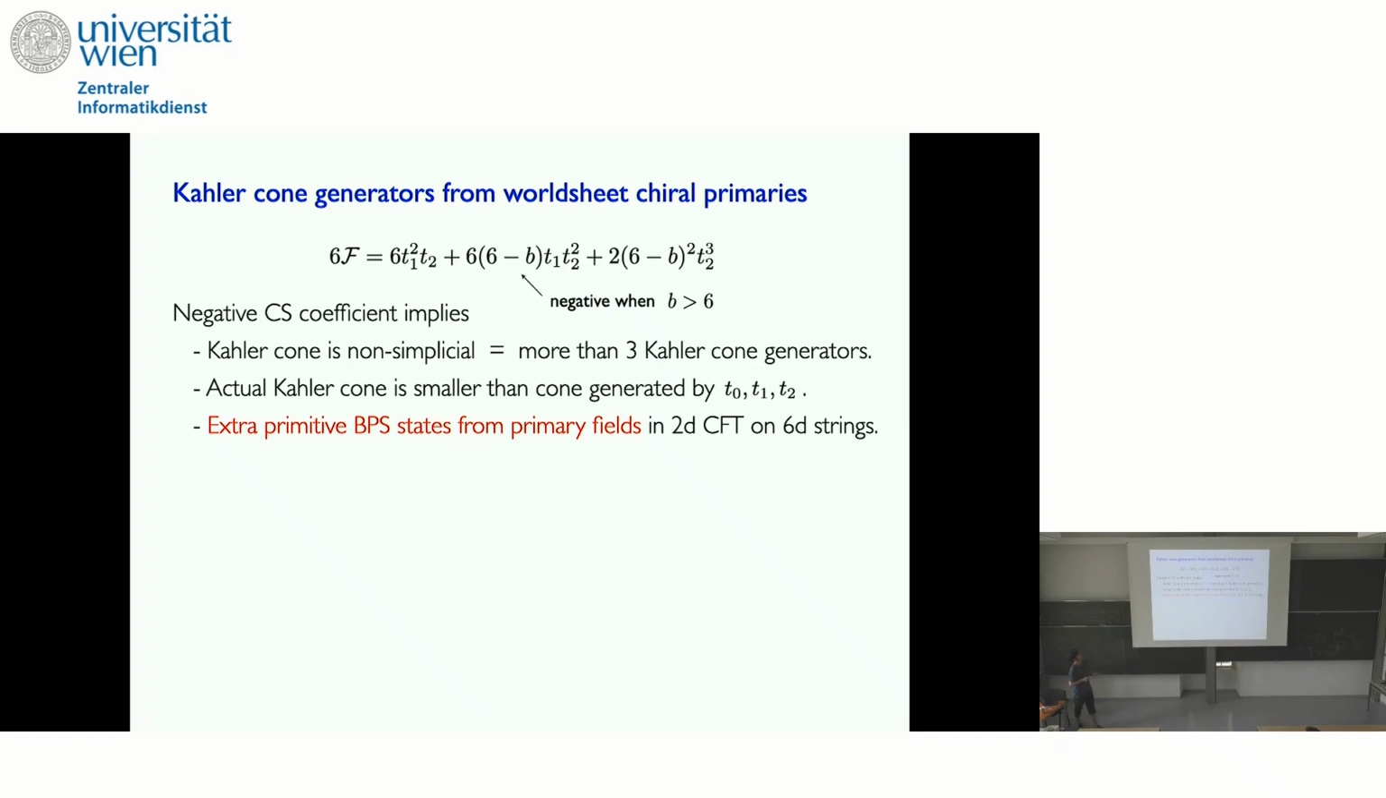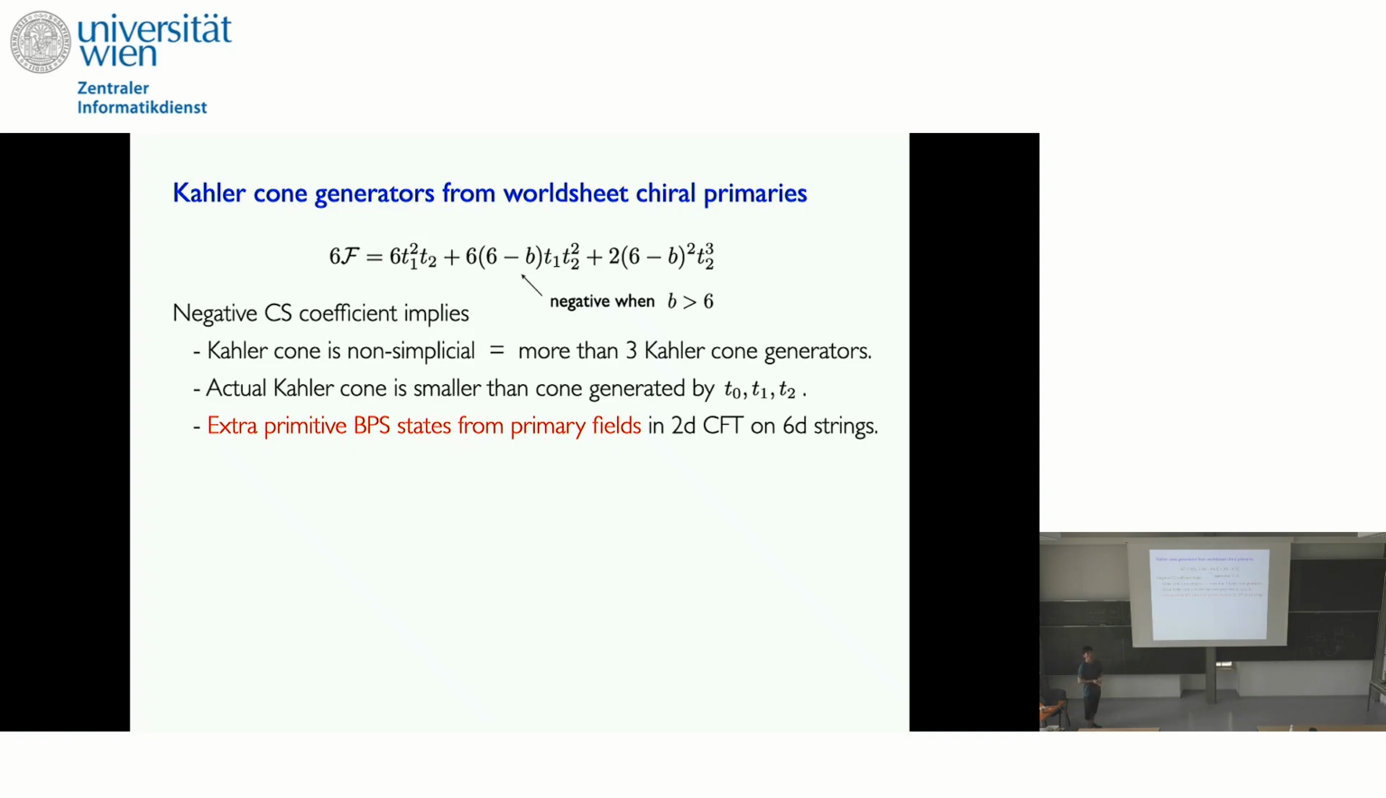Okay, so this doesn't mean that the theory is inconsistent. Yeah. Actually, it simply means the Kahler cone is non-simplicial. It means we can have more than 3 Kahler generators. So 3 Kahler generators I explained in the previous slide, but we can actually have more. So the actual Kahler cone is smaller than the cone generated by the 3 parameters, T0, 1, and 2.